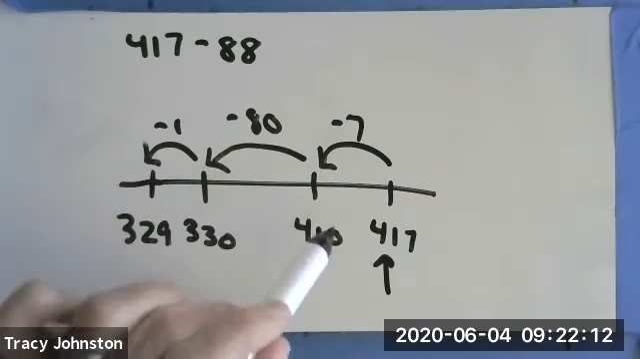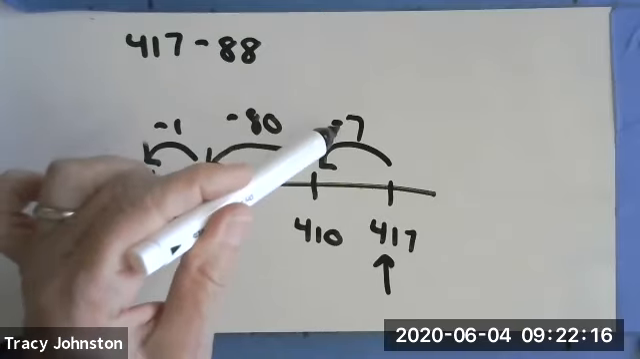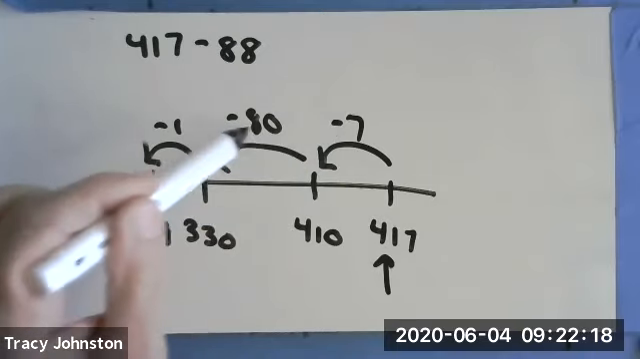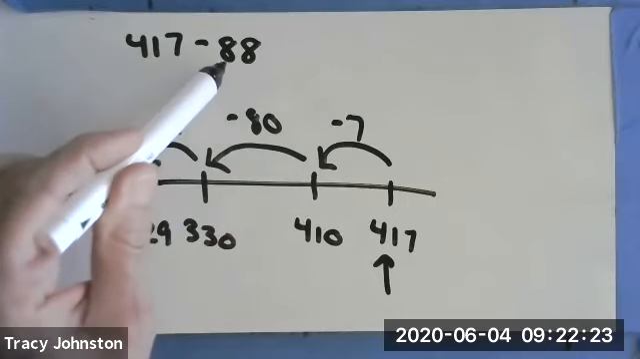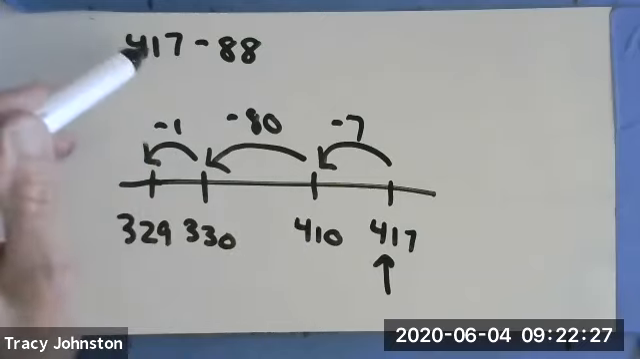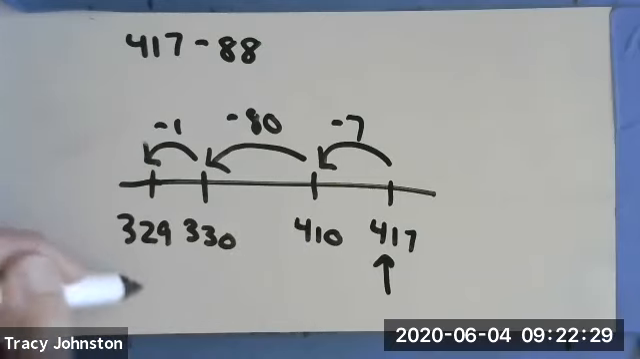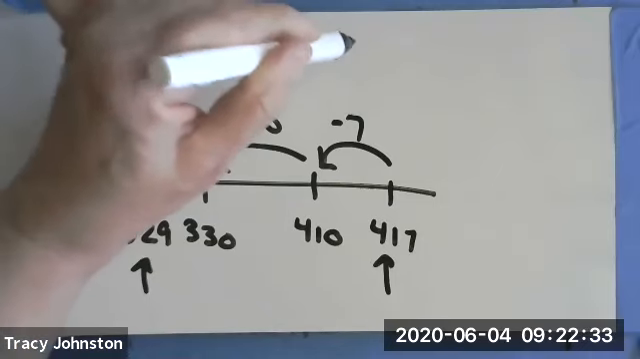The arrows are telling you to hop to the left, and first this person jumped 7 and then 80 and then 1. So you add all of those up, and the total amount of hopping is the 88. So that's telling you you're subtracting that from 417, and then the place that you end up is 329, and that's the answer.